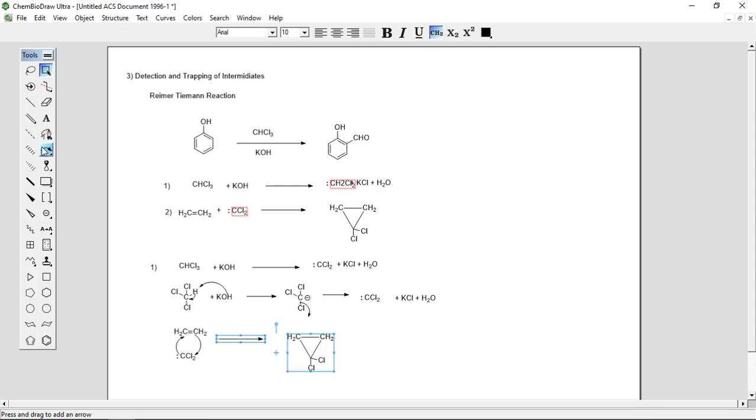Another example is about the Reimer-Tiemann reaction.